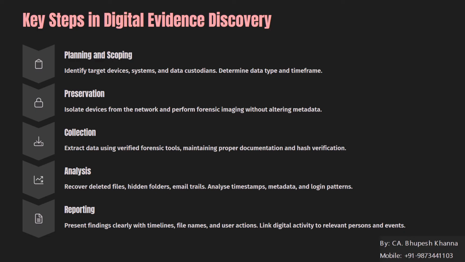3. Collection. Extract data using verified forensic tools. Maintain proper documentation and hash verification. 4. Analysis. Recover deleted files, hidden folders, email trails. Analyze timestamps, metadata, login patterns, keyword hits. 5. Reporting. Present findings clearly with timelines, file names, user actions. Link digital activity to relevant persons and events.